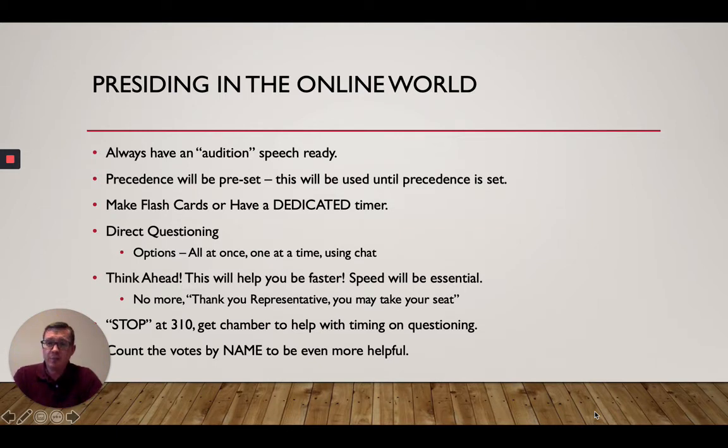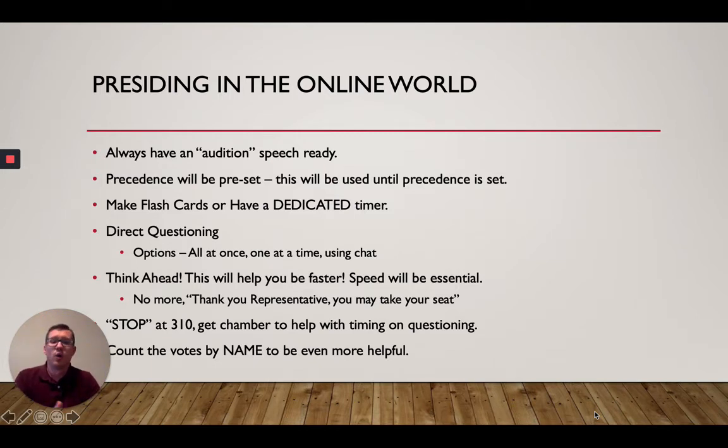When you are picking speakers for direct questioning, there are options. You can do it all at once. You can say, okay, out of the people standing, check your precedence. It will go to Representative A, Representative B, Representative C, and then Representative D. Representative A, go. Or you can do it one at a time.